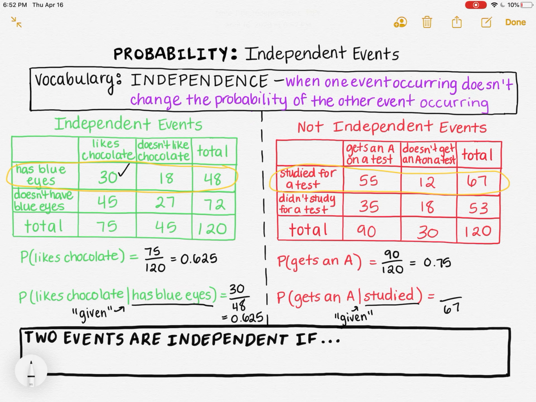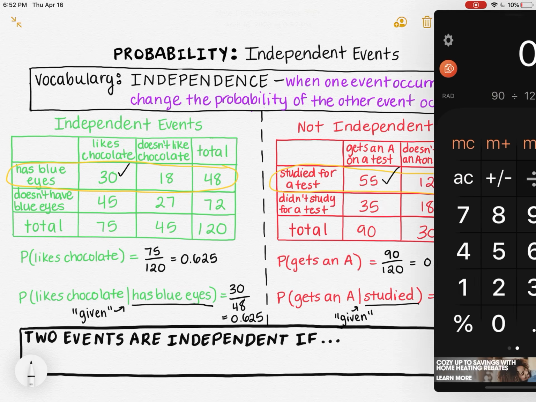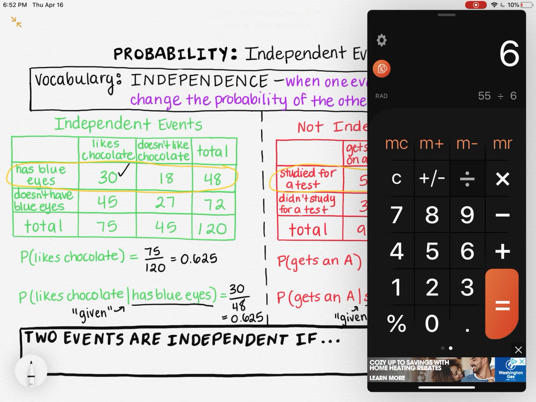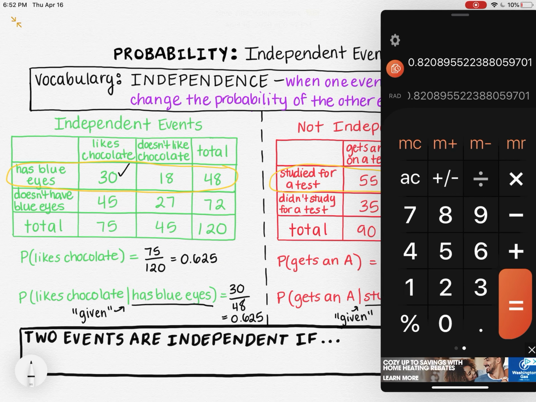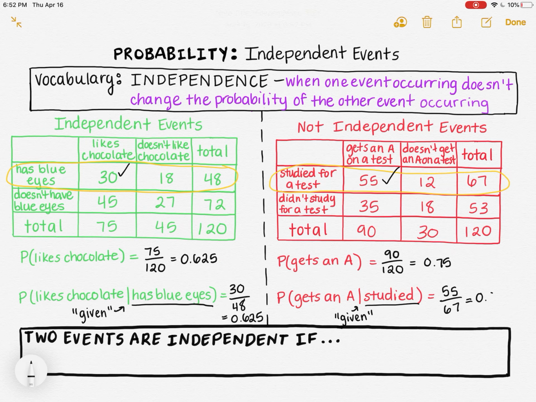And then I need to know the number of people that got an A and studied. So I stay in that row and I go to the gets an A column and I have the number 55. So my probability that somebody gets an A given that they studied is 55 out of 67, which is 0.82.